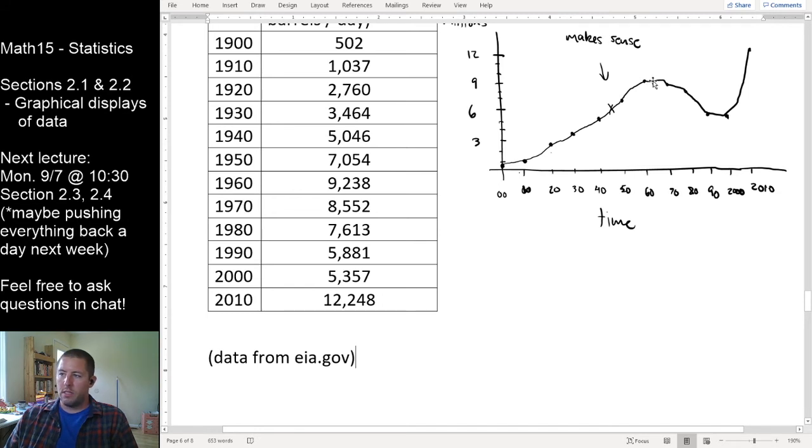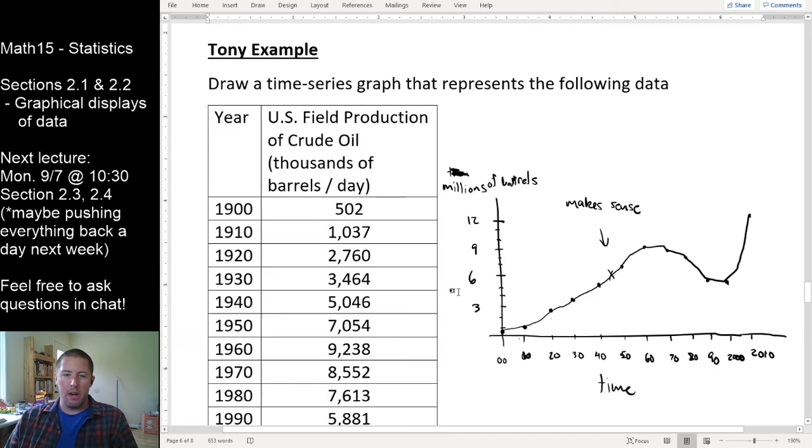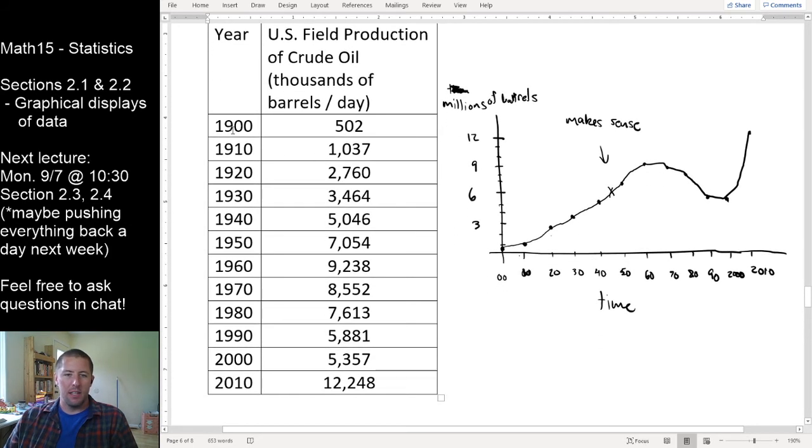It's interesting to see that we sort of produce more and more oil over time, which makes sense. But then we can talk about historical things that happened out here and cultural things that caused us to buy more oil from other people, but then produce more ourselves, stuff like that. So EIA does have a bunch of cool data. So there we go. There are time series graphs. Nothing too weird. Do it when time is one of your variables and put it on your x-axis down there.